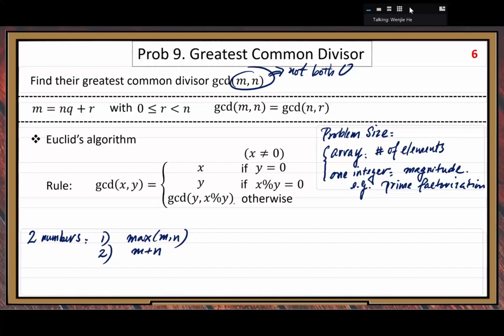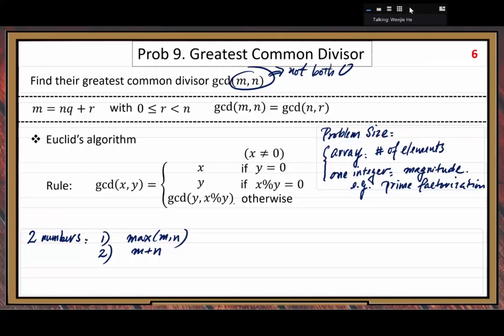Several things we need to discuss here. The first thing, simple: why do we not allow both m and n to be 0? Is there any problem? If both are 0, is there any problem? Why do we say GCD does not exist if both are 0? Can you see that? I hope everyone can see it.